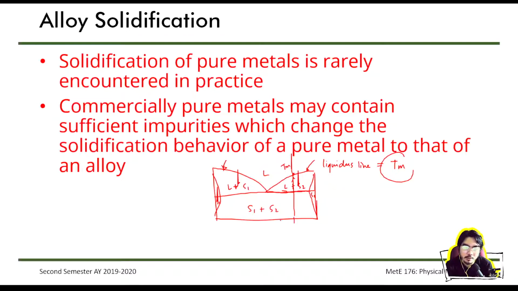So notice how if you have different compositions, no, mag-iiba din yung T melting niya. So for example, this is the lowest point. No? We call this as the eutectic point.